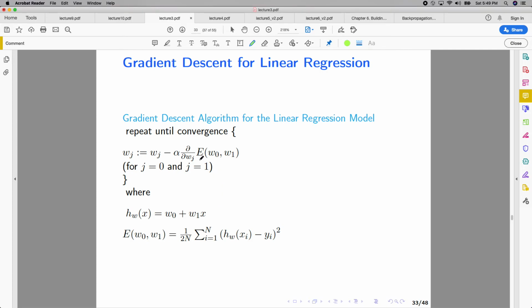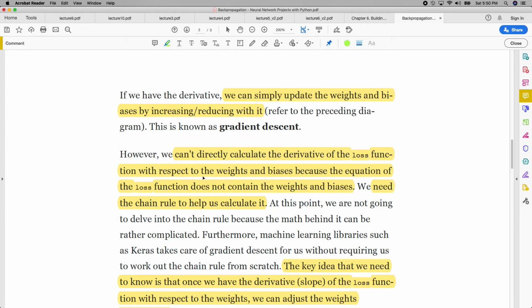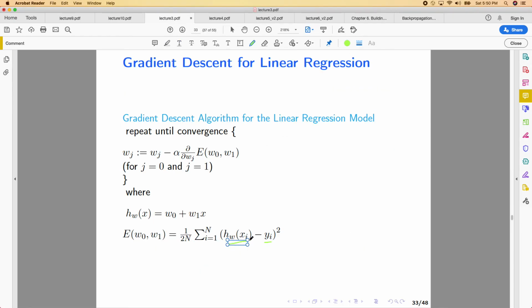Like you can see here, this is our error. This is for linear regression. This is the error that we're trying to minimize. This is our prediction. This is the actual value. So what it's saying here is that the loss function might not contain the weights and the biases that we actually want to optimize. Like here, it's not there. There are no weights or biases here. We only have the input and the y.